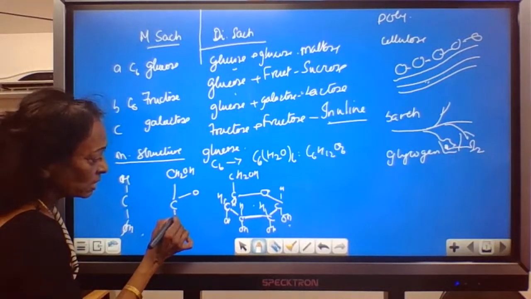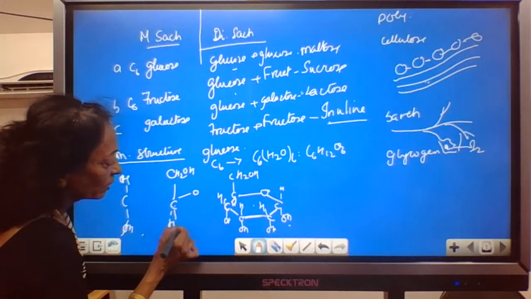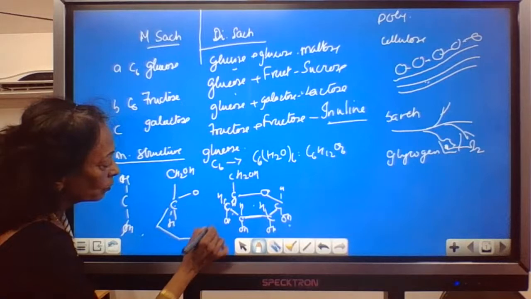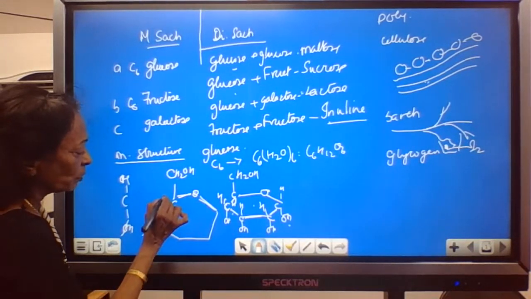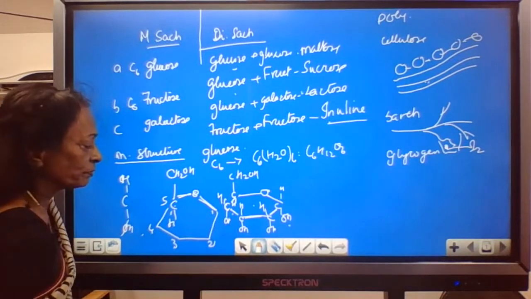Rest of them are now. This is fifth. This is sixth. So the fifth will continue as the fourth. It has to go to the fourth, third, 2, 1. It will close up like that. You follow? So this is the fifth one, fourth carbon, third carbon, second, first.